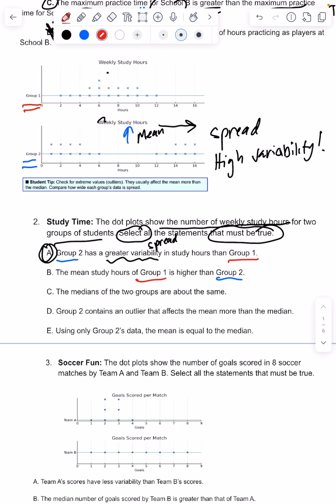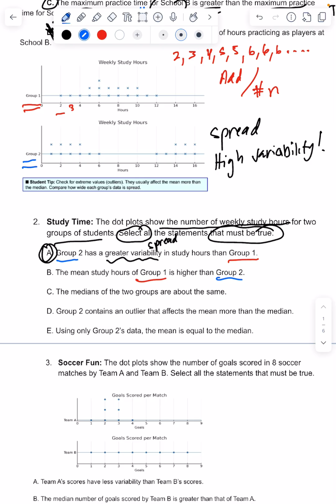let me just erase this real fast. If you guys wanted to actually calculate it, you could also do that, right? So for this one, there's 1 at 2, so you could do 2, and then there's 3, right? This is in the middle, so 3, 1, 4, 5, 5, 6, 6, 6, and so on. I could list them, add them, and then divide by the number of numbers in this case, right? Same thing here. We could do the same thing for group 2.